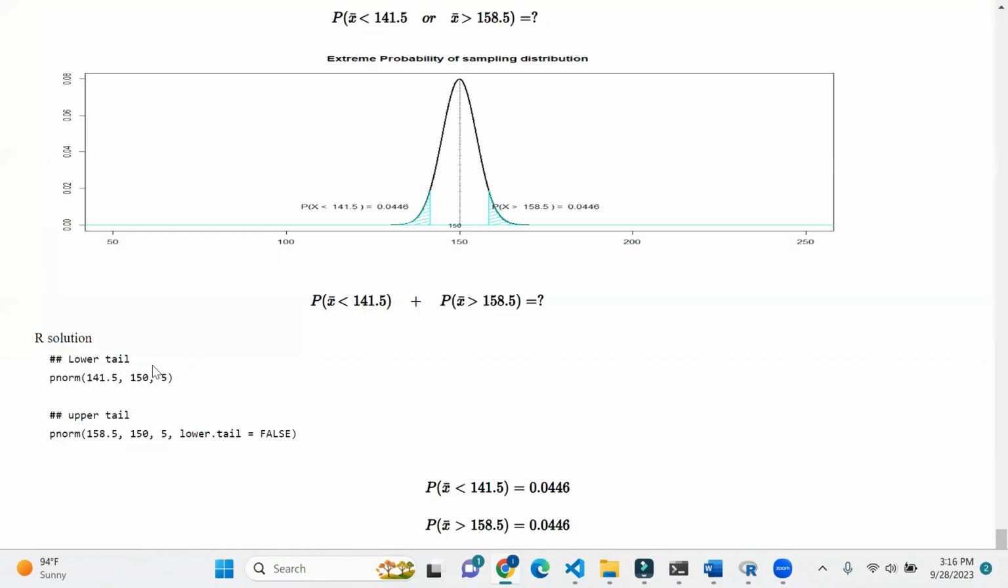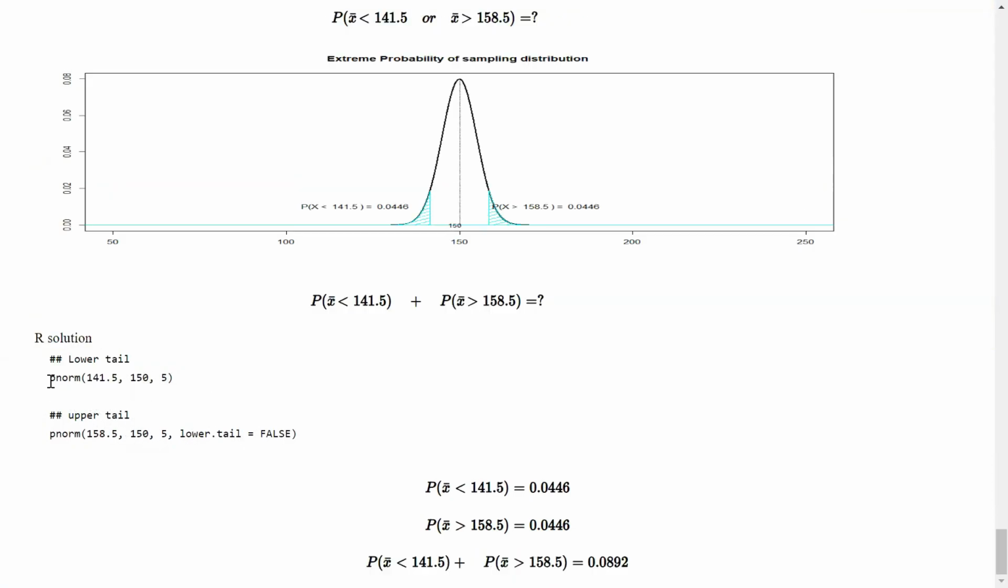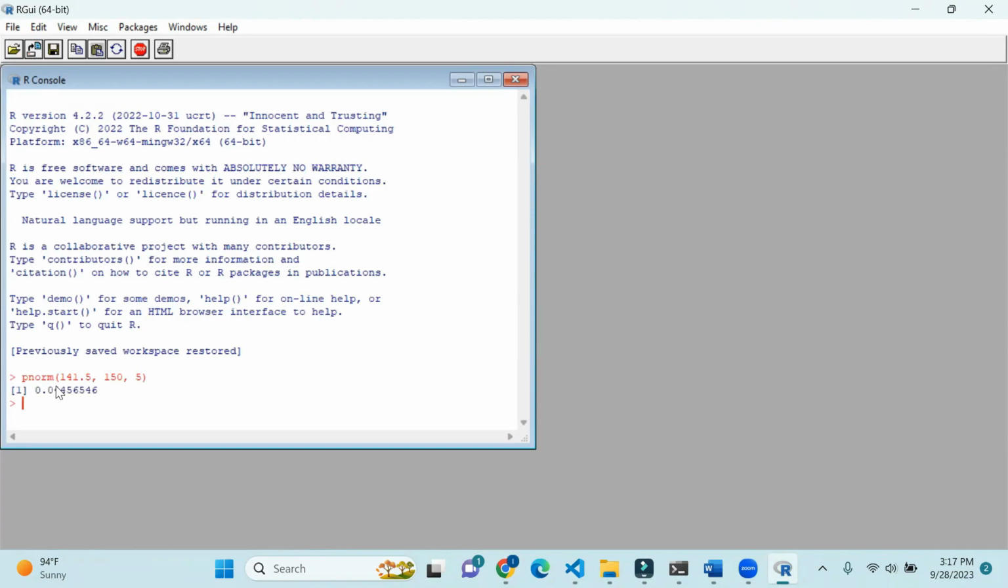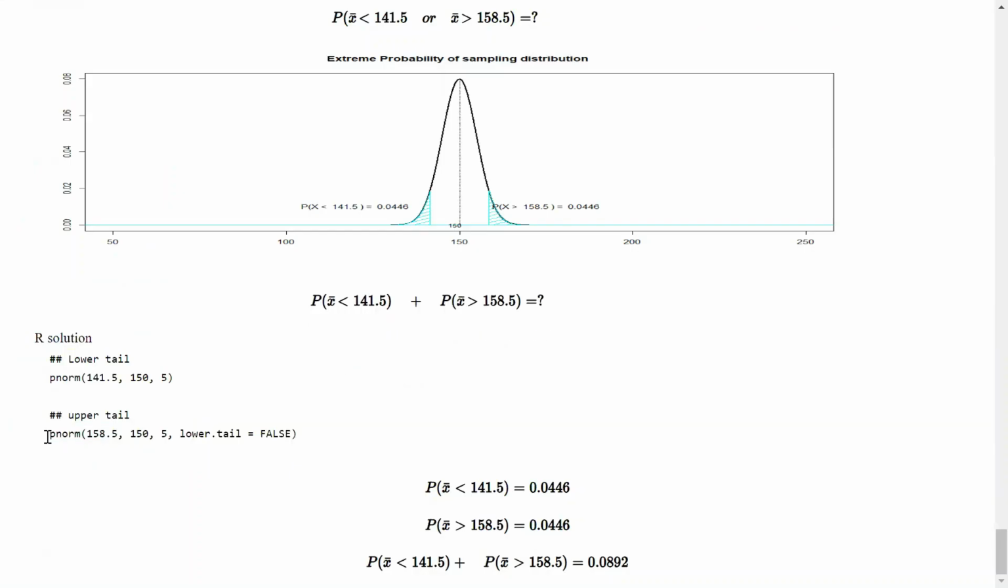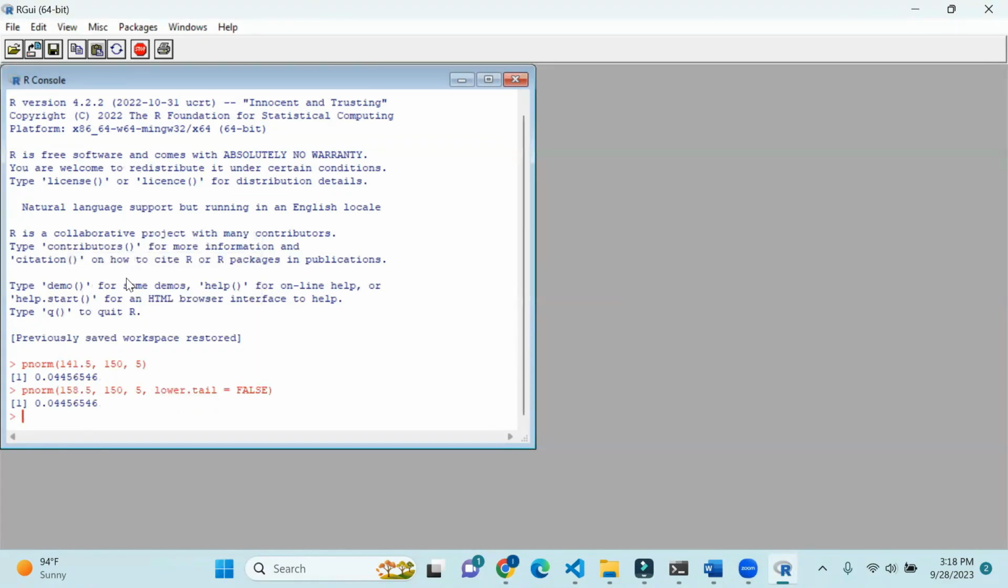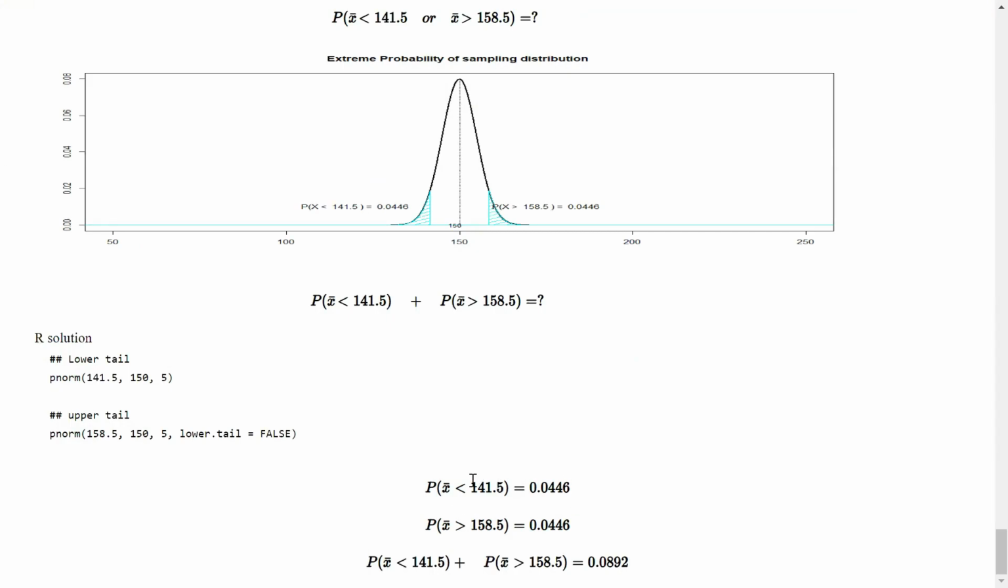The R solution for each of these tail probabilities is given here. If we copy this command, the left tail probability, and paste it at this R console, we get this solution. Similarly, if we copy the command for the right tail probability and paste it at this R console, we get the right tail probability. The probability of each tail is given here. The sum of these extreme probabilities is the solution of the problem. That is about 9% of the consumption of milk stays away by 8.5 from the mean.